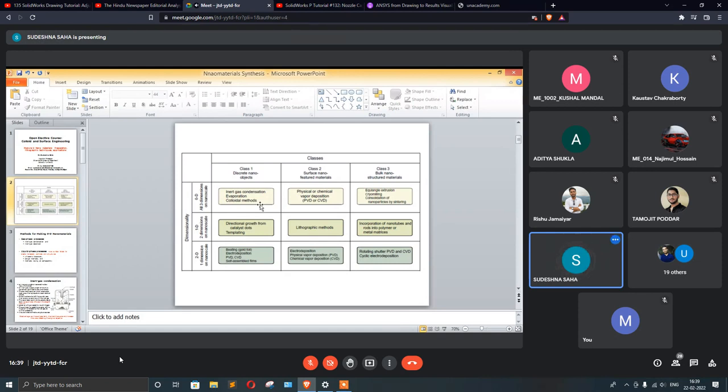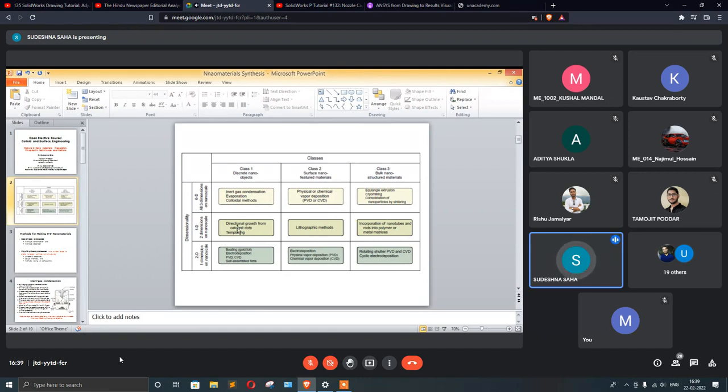Obviously, for class 2, when you try to make certain surface-manufactured materials with 0D nanomaterials, you talk about physical or chemical vapor deposition techniques. When you go for the bulk nanomaterials, you go for cryomilling, condensation of nanoparticles by sintering, and equal-angle extrusion. All these methods are available.